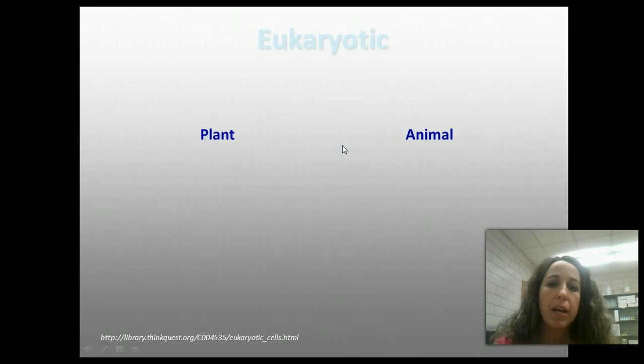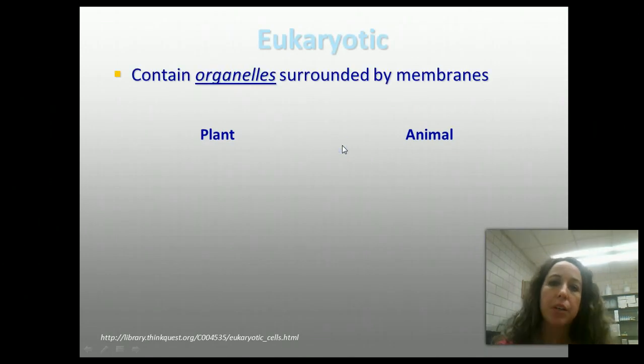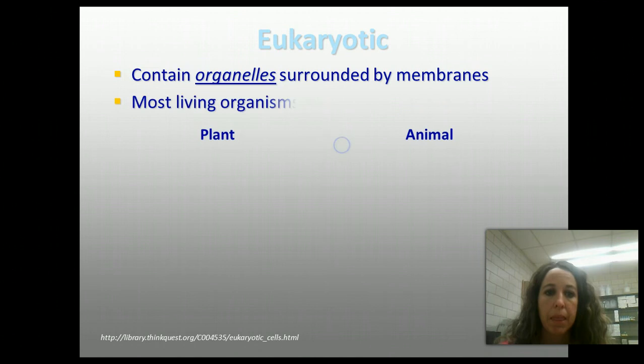All right, so moving on to eukaryotic cells. Eukaryotic cells have organelles that are surrounded by membranes. Organelle means little organ. If you think about your organs, you have a stomach that's used for digestion, a brain that helps to control the rest of your body, a heart that pumps out blood. So you have little things inside of your cells that are doing similar functions, just on a much smaller scale. Most living organisms are eukaryotic. Like I said, prokaryotic organisms are only bacteria. All bacteria are prokaryotes, and only bacteria.